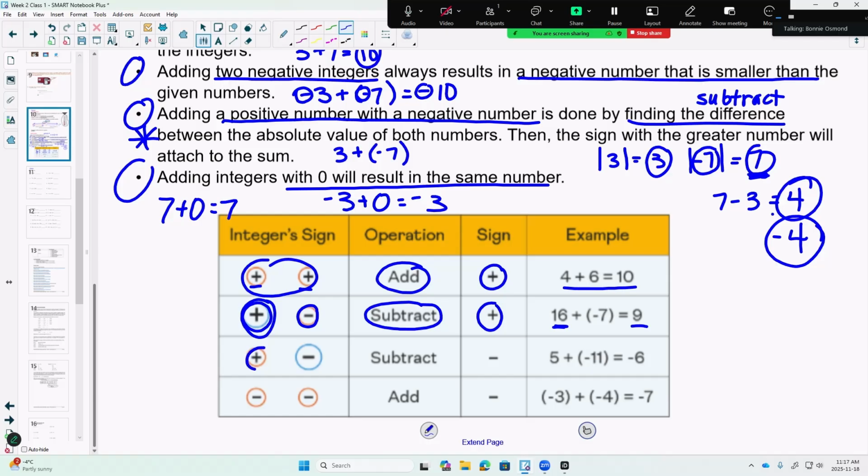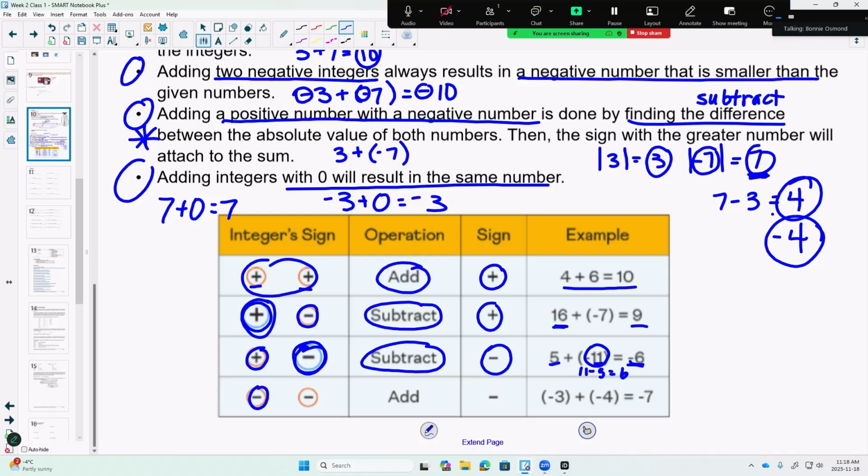If the two integers that you're adding, one's positive, one's negative, and the negative is bigger, you still have to subtract the absolute values. Because the negative number is bigger, the sign of your answer is going to be negative. So for example, 5 plus negative 11 is negative 6. Look at the absolute values, 5 and 11. Subtract. 11 take away 5 equals 6. 11 is bigger. It's got a negative sign, so the answer is negative 6.